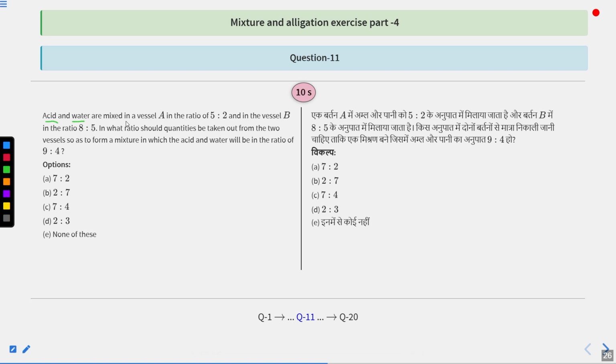Acid and water are mixed in vessel A in the ratio 5:2 and in vessel B in the ratio 8:5. In what ratio should quantity be taken out from the two vessels so as to form a new mixture in which the acid and water will be in the ratio of 9:4? You have 5 options and 10 seconds to analyze the question. Your time starts now.